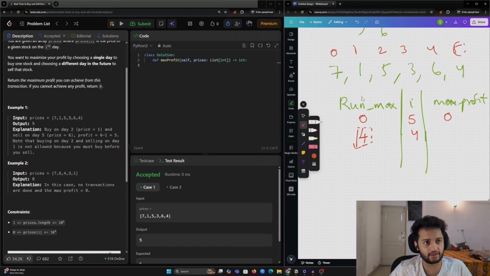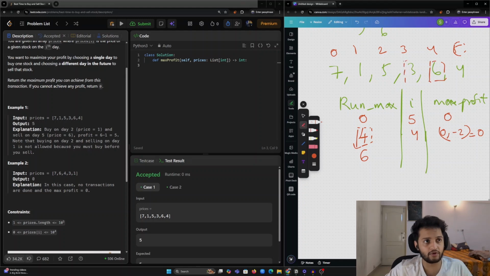Now we move to index number 4, and we see that the running max is 4. So what will be our profit for this particular step? It will be 4 minus 6, which is minus 2. But we will take the maximum profit, so it will be max of 0, minus 2, which will still be 0. So still we haven't seen any profit. And then we go ahead and update the max to 6 because we've already seen this.